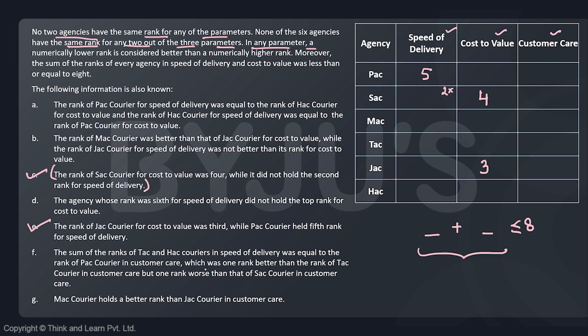Next. The sum of the ranks of Tag and Hack couriers in speed of delivery was equal to the rank of Pack Courier in this, and so on and so forth. No specific data. Mac Courier holds a better rank than Jack Courier in customer care. No specific data. So till now, whatever we could write, we have already written. We have written 5 here, 4 here, 3 over here, keeping in mind that the sum of these two values should always be less than or equal to 8.